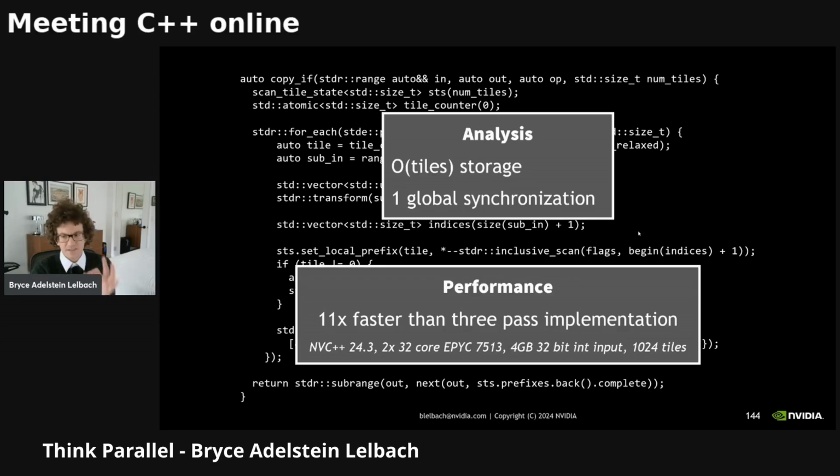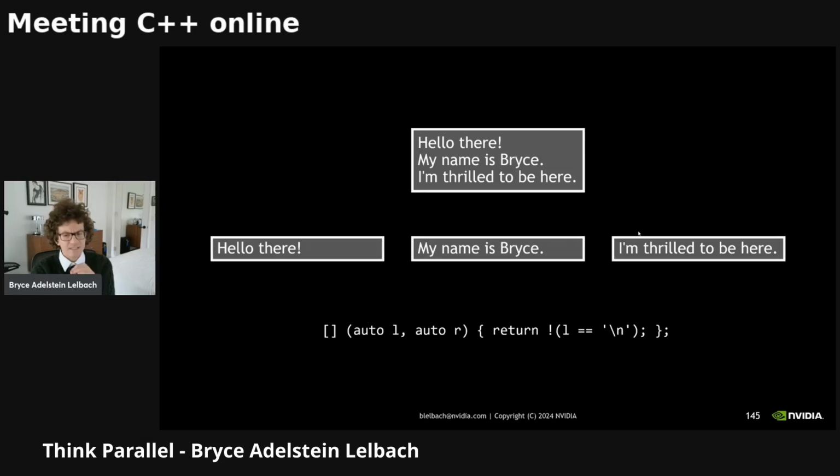So now let's move on to the climax of this talk, an algorithm that I think is really truly beautiful, chunk by. So chunk by takes a range and a binary comparison operation. It splits the input into subranges in between each pair of adjacent elements for which the comparison operation returns false. So its output is a range of subranges. In the example shown here, we have text with new lines and an operation that returns true if the left-hand side is not a new line. So this will split the text into individual lines, each one terminated with a new line.